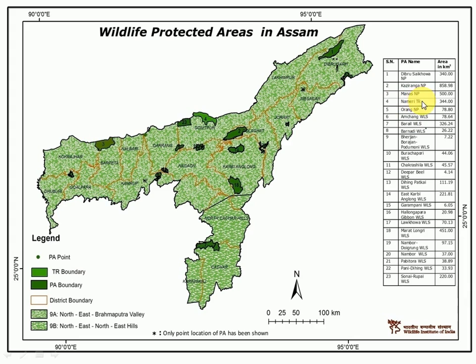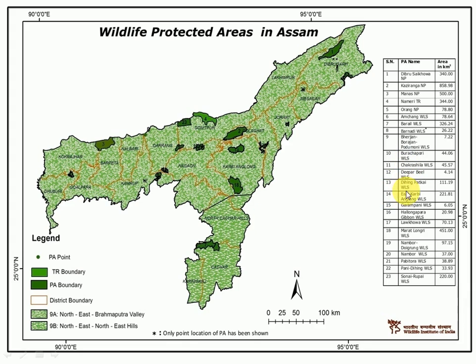Then Nameri Tiger Reserve, you can see four, right? Then Orang National Park, it is shown by five. So you can find out in the map the five, right? This is the five, right? So again, Barail Wildlife Sanctuary, seven. This is the Barail, because the Barail Range is situated here. You can also see that the maximum national parks and wildlife sanctuaries are situated in the Brahmaputra Valley, and only one, seven, the Barail Wildlife Sanctuary, is situated in this Barak River region.